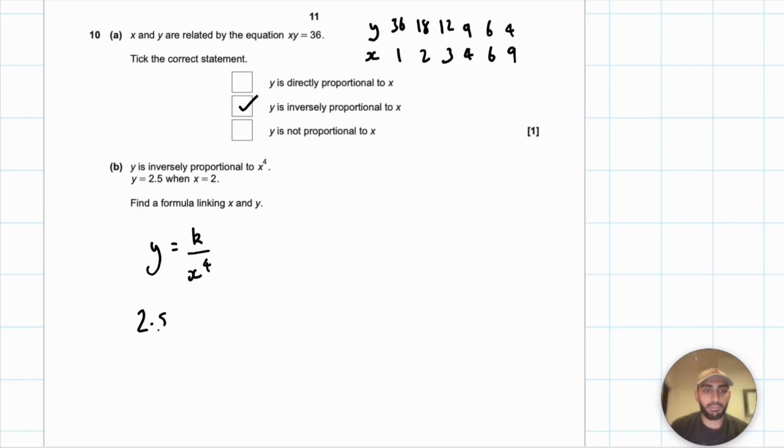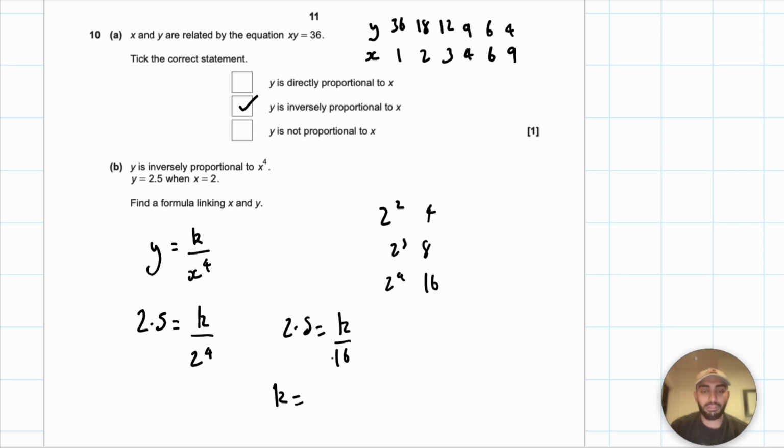So 2.5 is equal to k over 2 to the power of 4. What is 2 to the power of 4? I know 2 squared is 4. 2 to the power of 3 is 8. So 2 to the power of 4 is 16. I've got 2.5 is equal to k over 16. k is therefore going to be equal to 2.5 multiplied by 16.